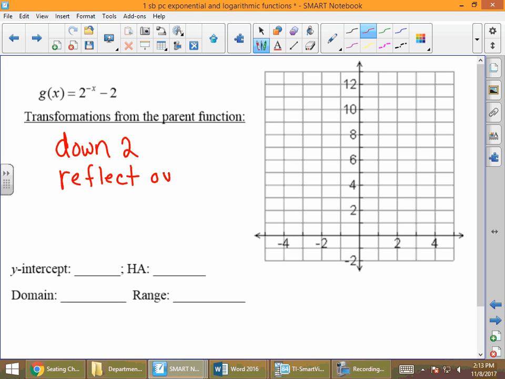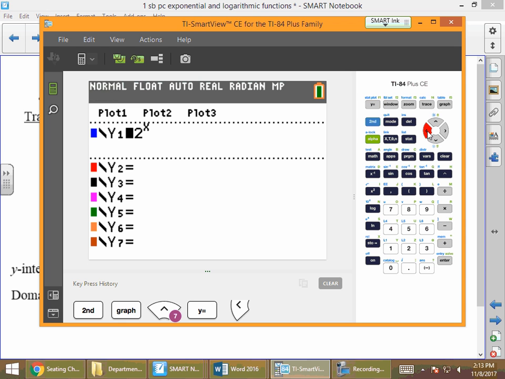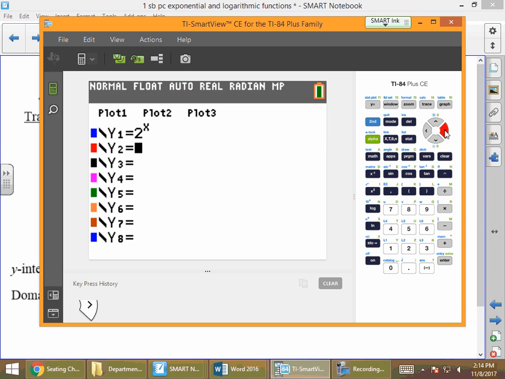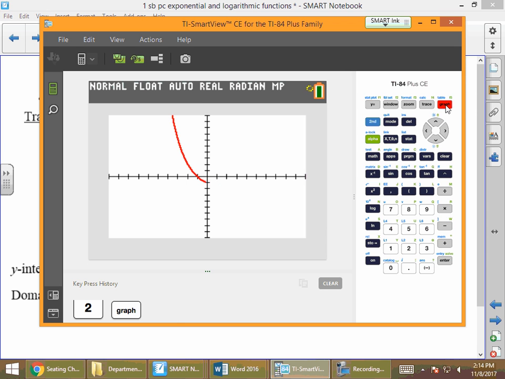And the nice part is, if you didn't know that, we could type this into our calculator, and we could look at the picture here, and we would be able to tell that. At least I think we would. 2 to the negative x minus 2. And there's our picture. Now, I didn't put a table on this one, but we do know a couple things.